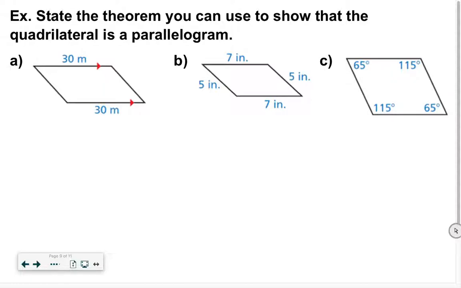So the first one, if we look at that picture, first of all, what do those arrows mean right there? Parallel, okay? So we have a pair of parallel sides that are opposite that are also both 30. So I'll open this one up for a volunteer answer. Which theorem do we think defends why that has to be a parallelogram? Parker? 4. Number 4. I would agree with that.